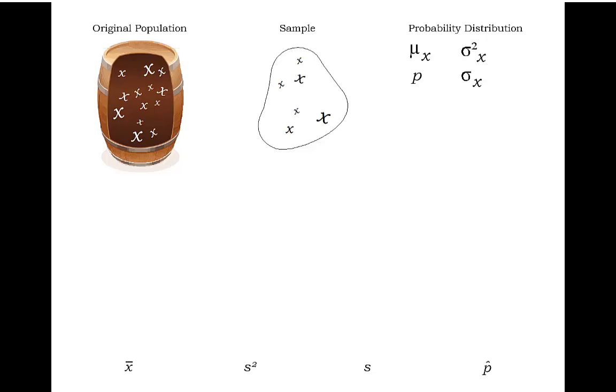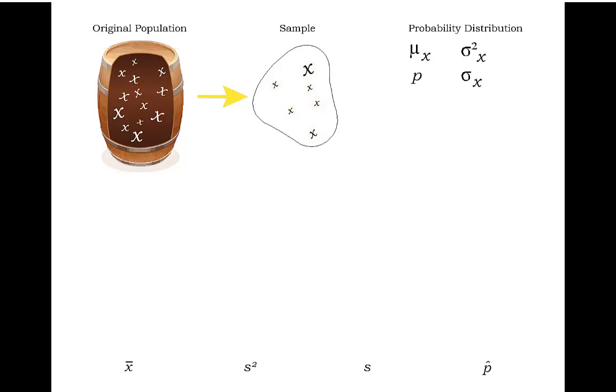So suppose you collected a different sample than the one I just collected. And so you collect your sample, and now from your sample, you calculate your sample statistics. Again, x bar, s squared, s, and p hat. Okay, but those aren't the only possible samples.